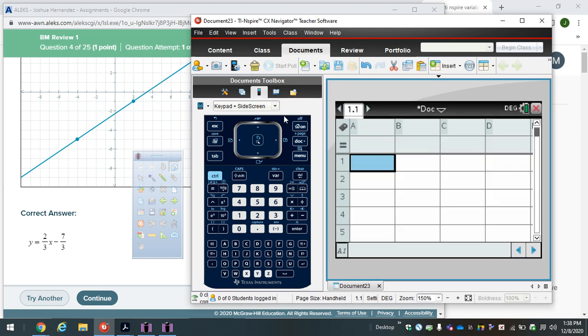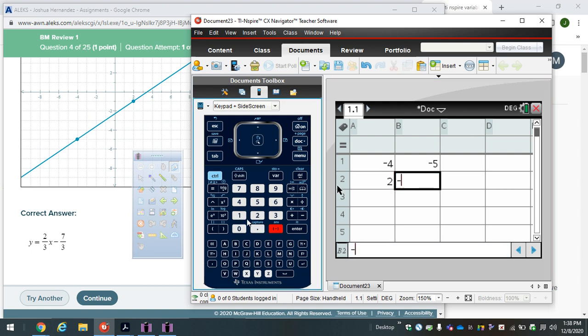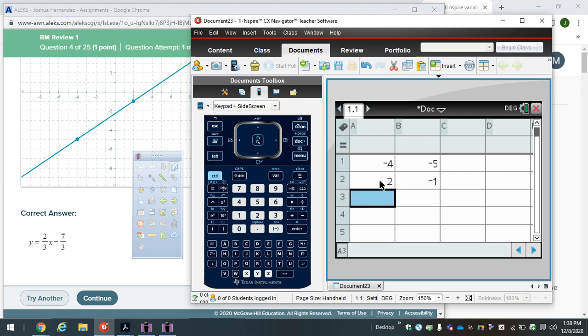There's some spreadsheets. The coordinates. I need these coordinates. If you don't mind, no negative coordinate. This coordinate will be negative 4, negative 5. So negative 4, negative 5. This one here is 2, negative 1. Okay, 2, negative 1. Checking it out.